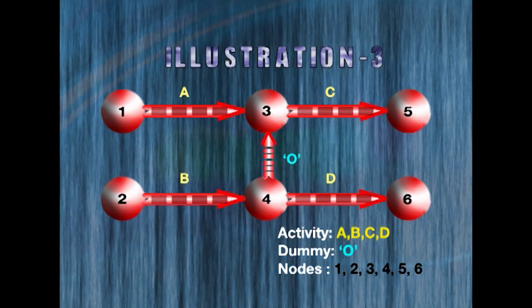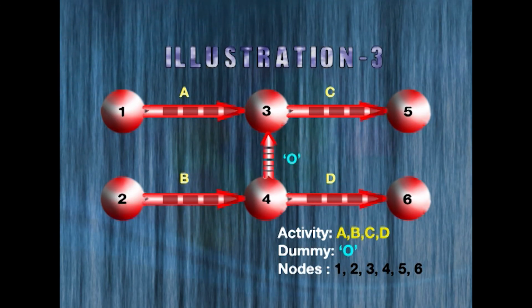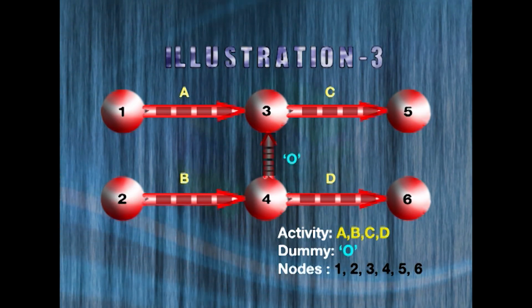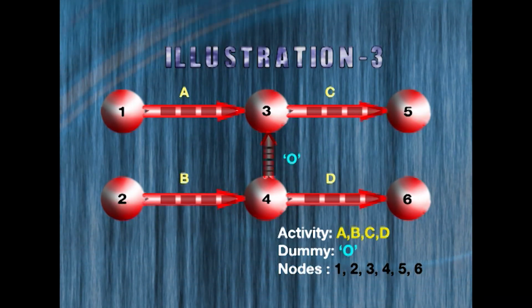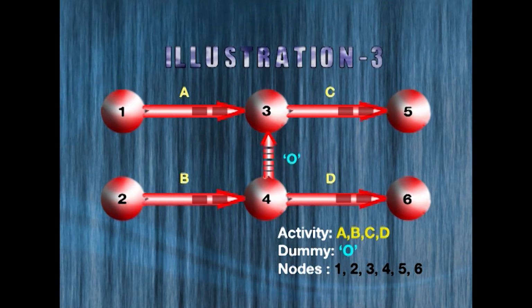Okay, but look at D. D depends only on the completion of B, as it should be. It does not depend on the completion of A. So this is the implication of a dummy activity, which does not consume any time or resources, but helps to clarify the interrelationship between a set of activities.